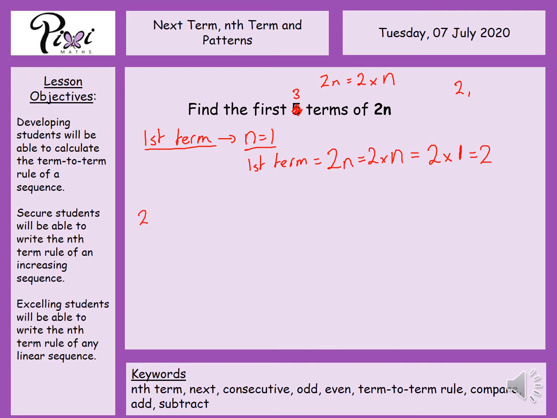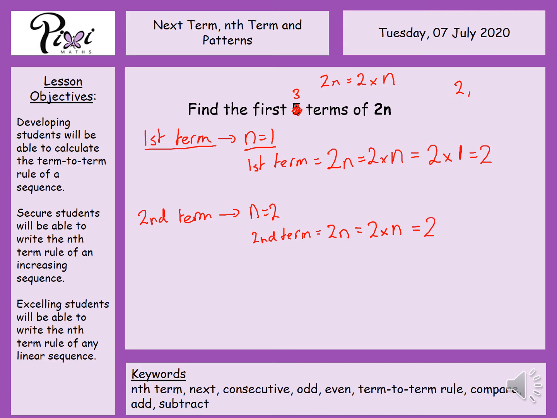So let's have a look at the second one. Second term. So for the second term, that means it's going to be n equals 2. Because if you remember, n is the position in the sequence. So we're the second position, so that means n is 2. So second term then. So again, we start out by writing out our algebraic formula. We always start by writing out the formula. And then if it's got a multiplication, we write it in full, so it's a bit more obvious what we're doing. And then lastly, we need to do the substitution.